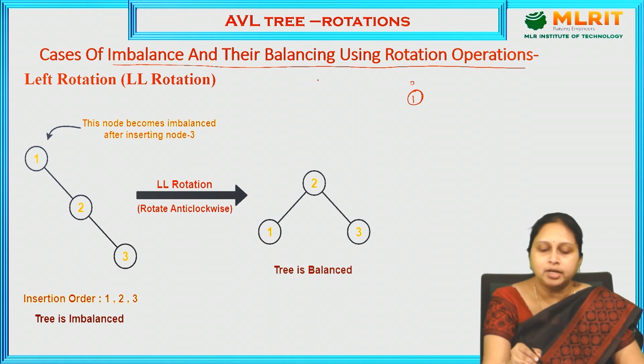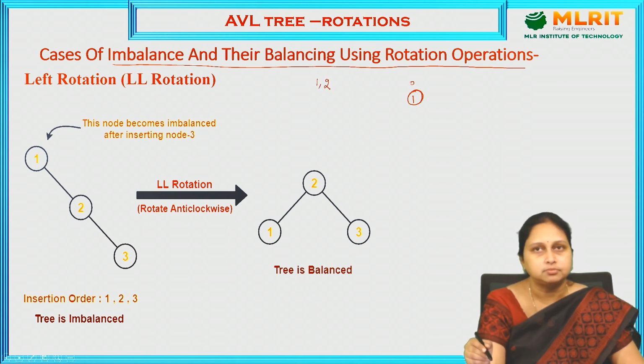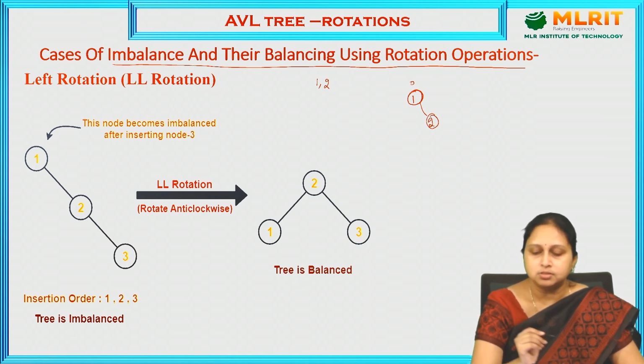Now, I want to insert 2. Where do I need to insert 2? I need to insert 2 on the right of the root node. Why? Because it is greater than 1. Inserted. After inserting, now check the balance factor for each and every node. Now, the balance factor of 2 is 0. Why? Because you don't have a left and right child for it.